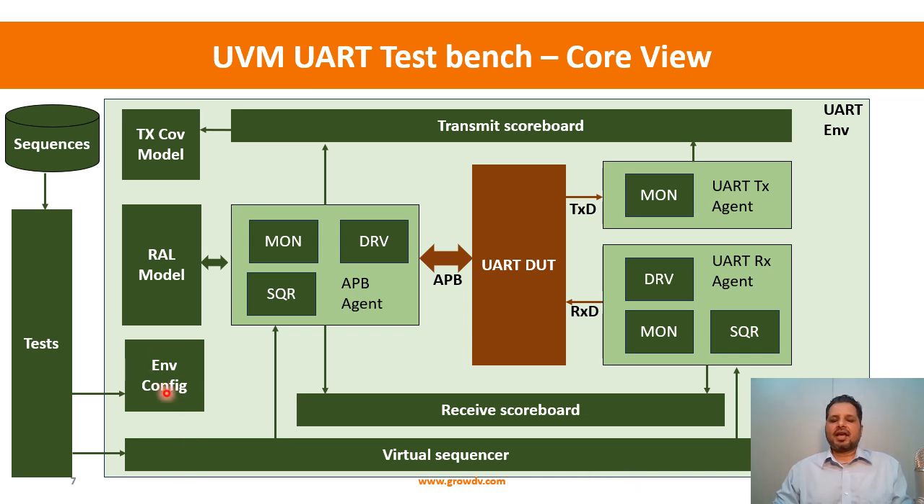And then we have the environment config, which contains the config for the different agents. Those configurations contain both structural as well as functional configuration information, and it will also contain the interfaces that are required for the agents to function, which we have connected at the TB top. So we will look at this. Okay, so how does this environment config work?